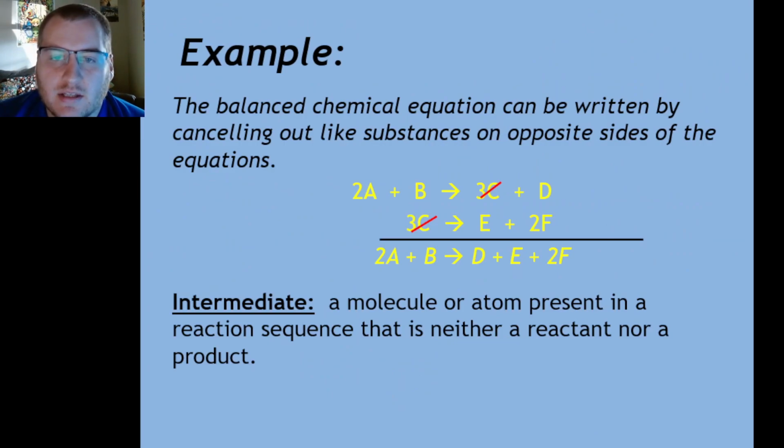3C, our C, is going to be called our intermediate. It is something that's made during the reaction that's also consumed before the end. Essentially, it won't show up in the overall equation at all. It's a molecule or atom present in a reaction sequence that is neither a reactant nor a product of the overall reaction.